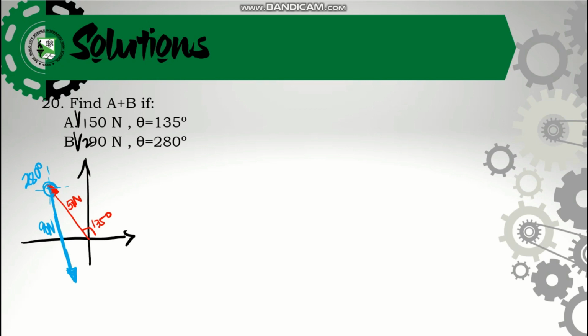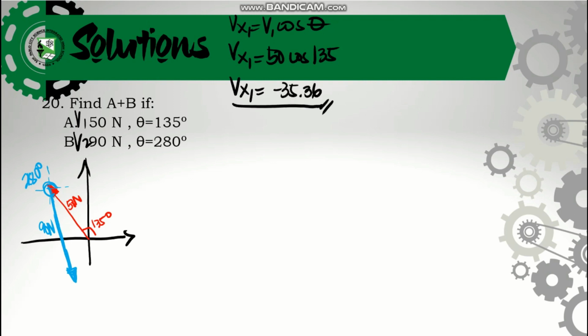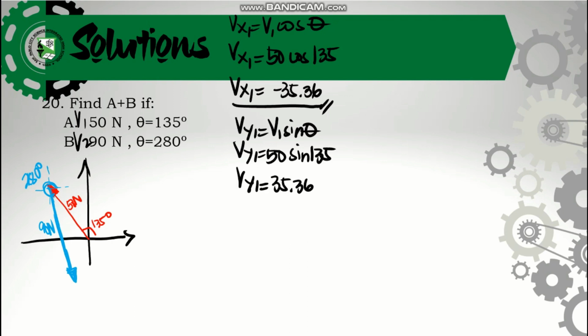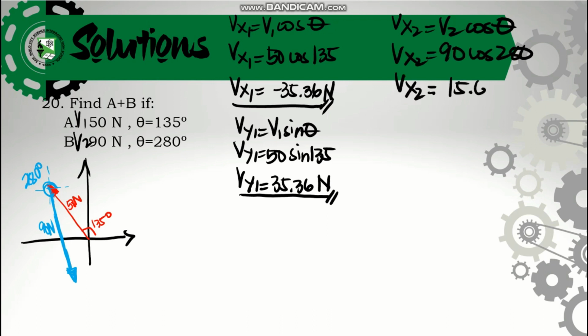So, for X and Y components, once again, you're going to use V cosine theta, which is 50 cosine 135. It's equal to negative 35.36 Newton. And in Y component, you will use sine. 50 sine 135 will give you 35.36 Newton. Same procedure ng ginawa natin sa vector 1 sa vector 2. So, we have 90 cosine 280 will give you 15.63 Newton. And in V2 sine theta, we have 90 sine 280 which is negative 88.63 Newton.